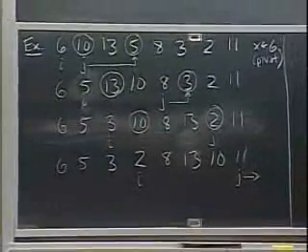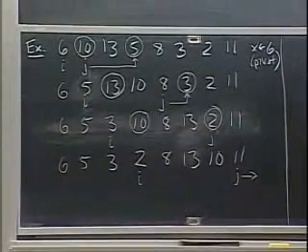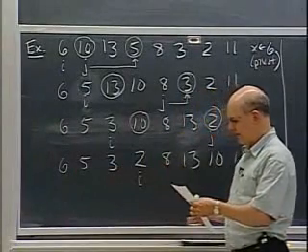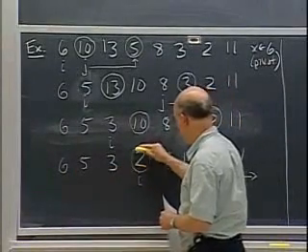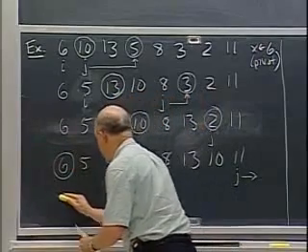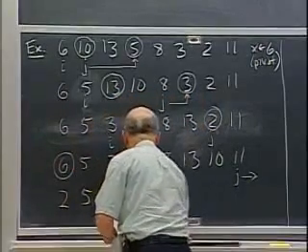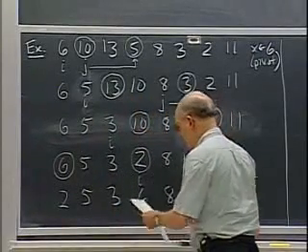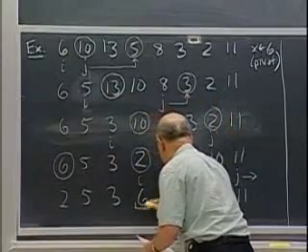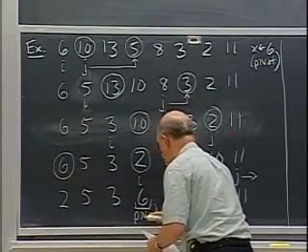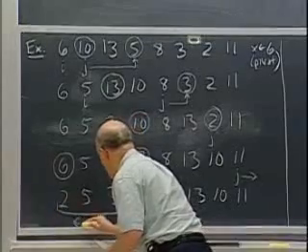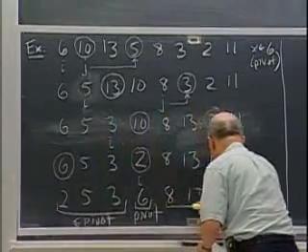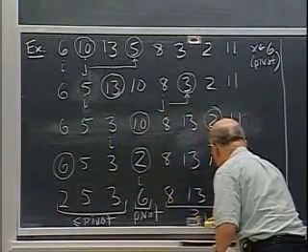When the loop terminates, there's one last swap that we do, which is to put our pivot element in the middle between the two subarrays. So here we swap this one and this one, and so that gives us then 2, 5, 3, 6, 8, 13, 10, 11, and this is the pivot, and everything over here is less than or equal to the pivot, and everything over here is greater than or equal to the pivot.